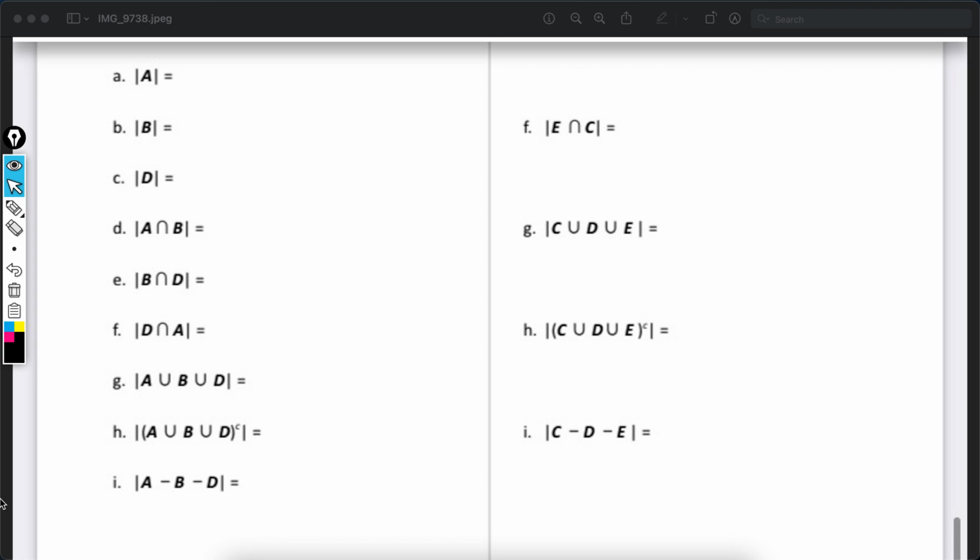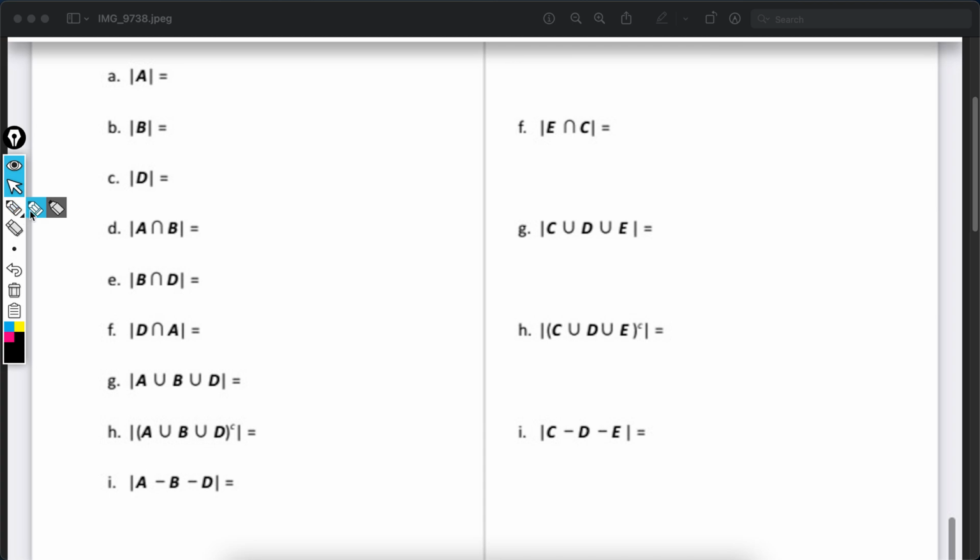So let's get into it. We're dealing with union, sets, and sometimes complements, right? But first, let's focus a little bit on defining terms. First we have this symbol, right? It looks like a U. This is the union symbol.